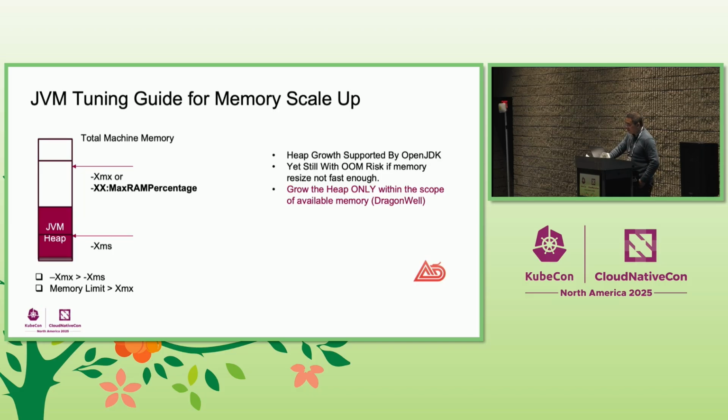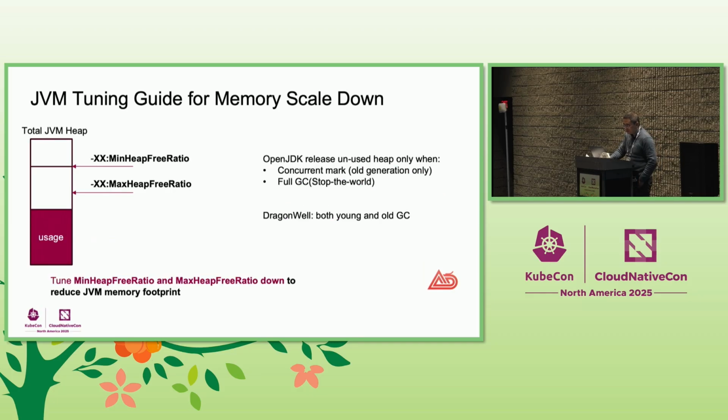Worth noticing that although heap growth is supported by OpenJDK, auto memory risks still exist if the speed of memory resizing cannot match the speed of memory usage increasing. So in Dragonwell, the improved JDK from Alibaba, also open sourced, we can make sure that the JVM grows the heap size only within the scope of currently available memory. This feature will be released in the next Dragonwell version.